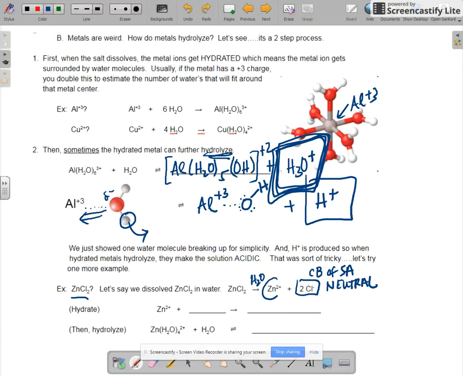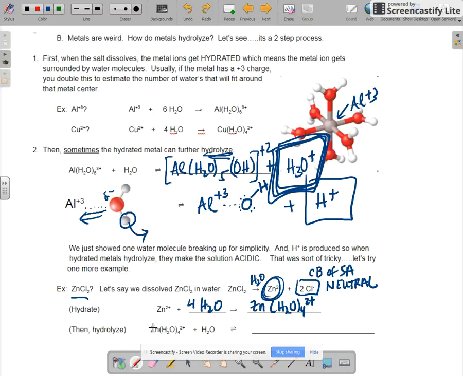But the zinc 2+, that's where we're going to see some kind of hydrolysis. So to show that, remember it's 2 steps. You have to show the metal ion get hydrated first. So 2+ charge, so that's going to be 4 waters. So that's going to look like this. And then it's going to undergo hydrolysis.